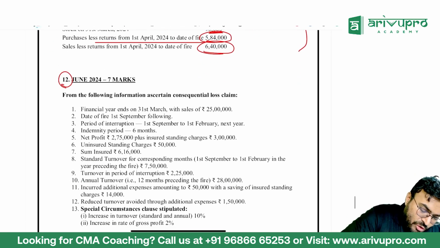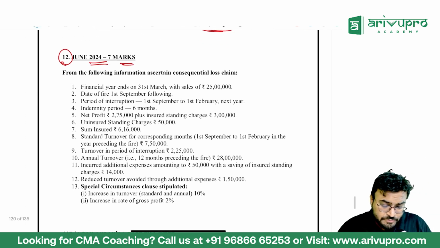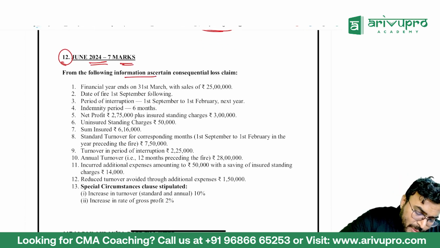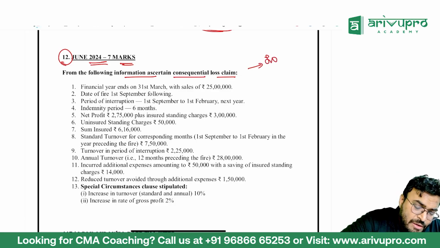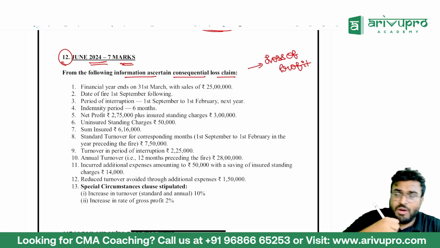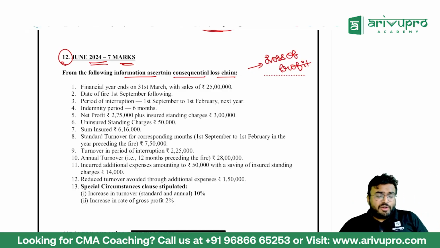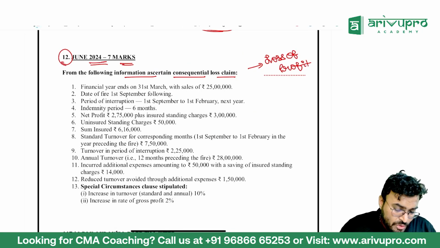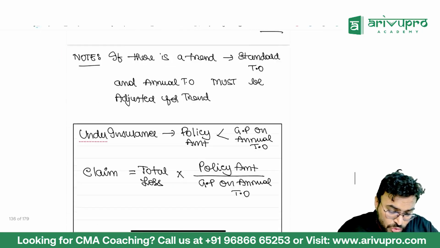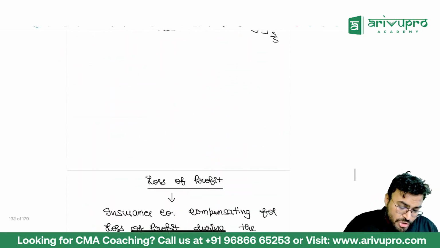In June 2024 also they asked a 7-mark question. Now, from the following information, ascertain the consequential loss claim. That means here they are asking loss of profit. Now for loss of profit, I had told you specifically there are some steps we are going to follow. We'll keep the steps open and we'll go through those steps and try to solve that particular question.